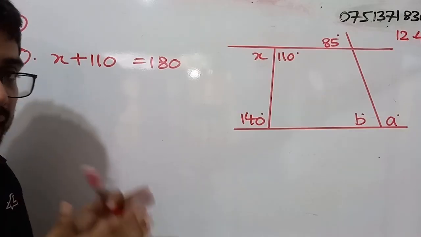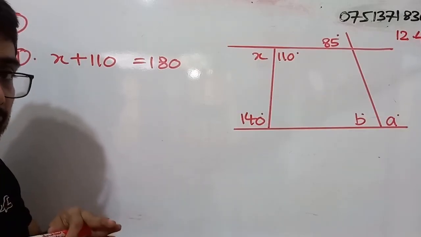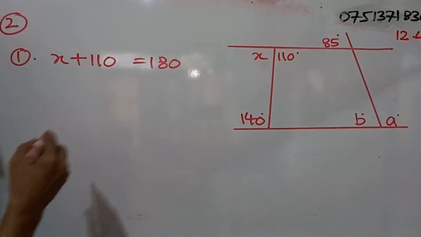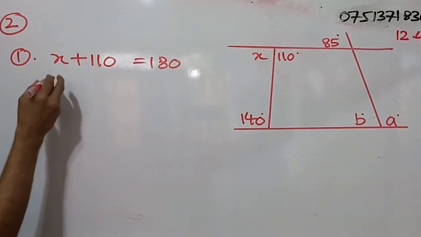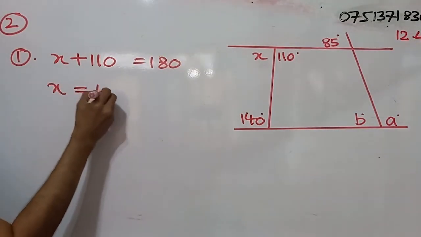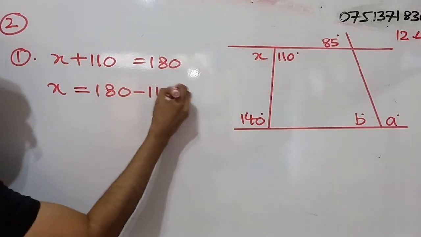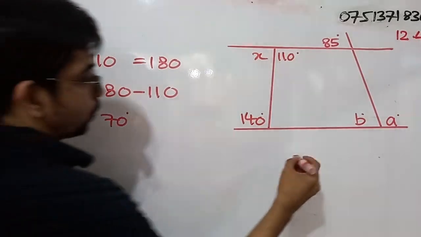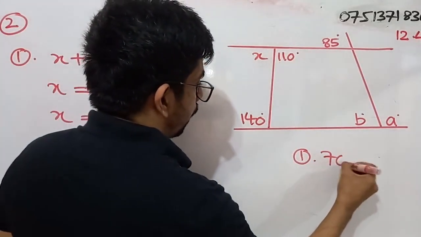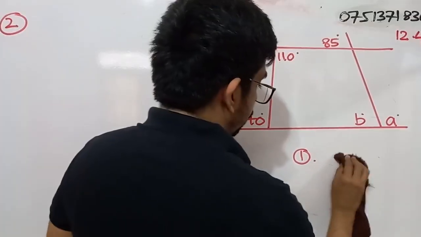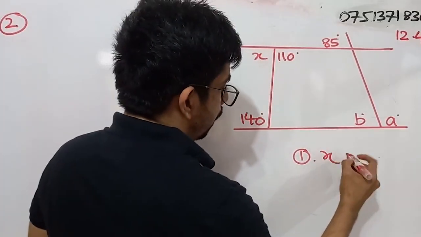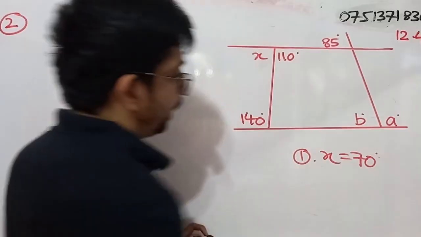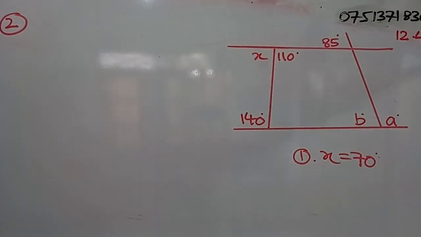Sum of adjacent angles on a straight line, considering one side. So x is the only unknown. x is equal to 180 minus 110. So the value of x is 70 degrees. So in part 1, the value of x is 70 degrees. Second part, what is the value of simple a?